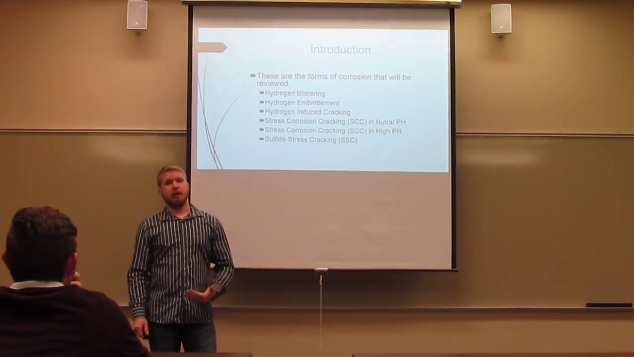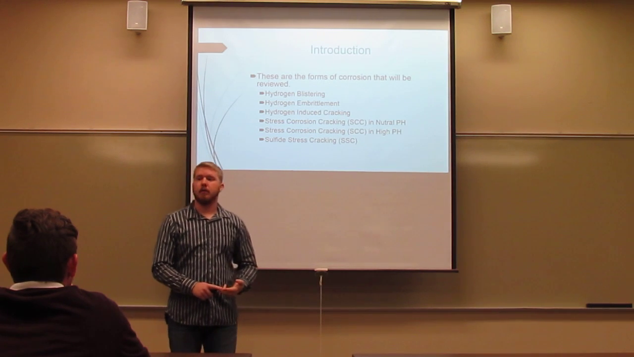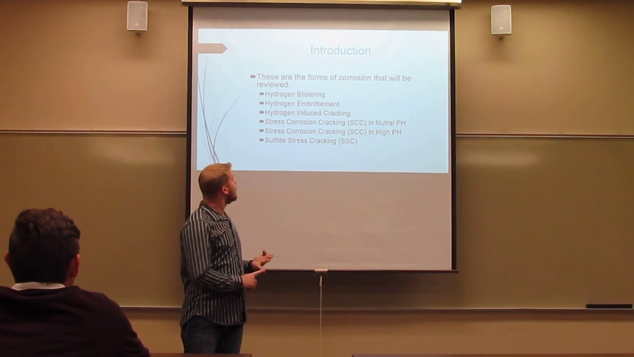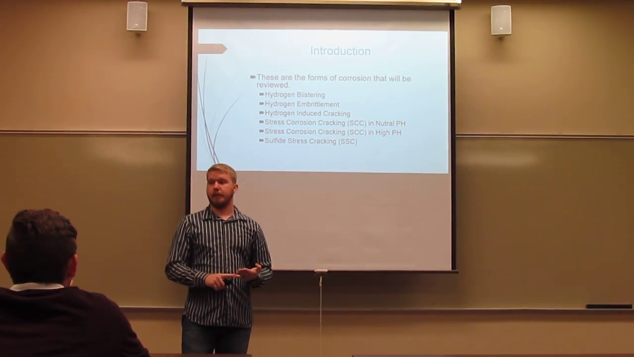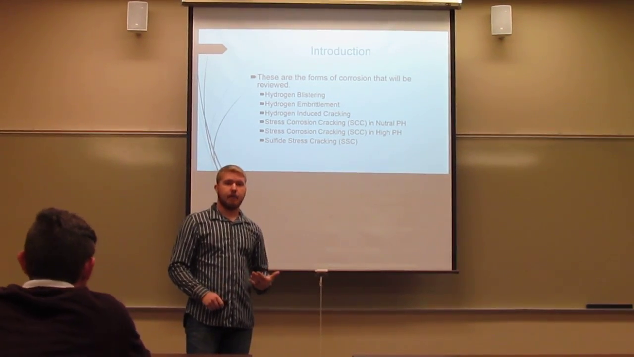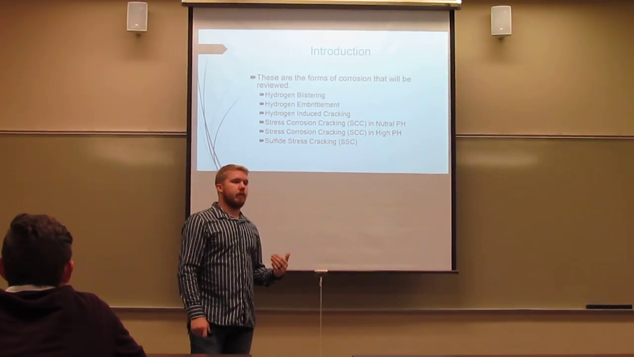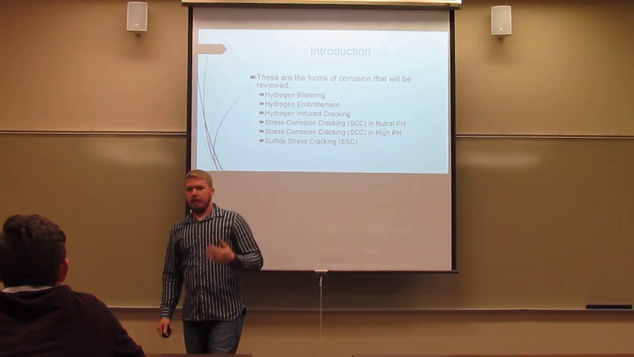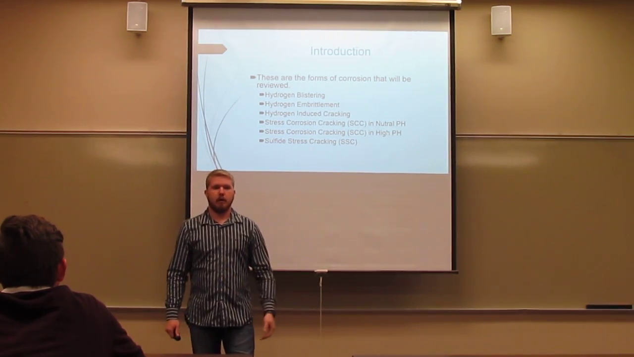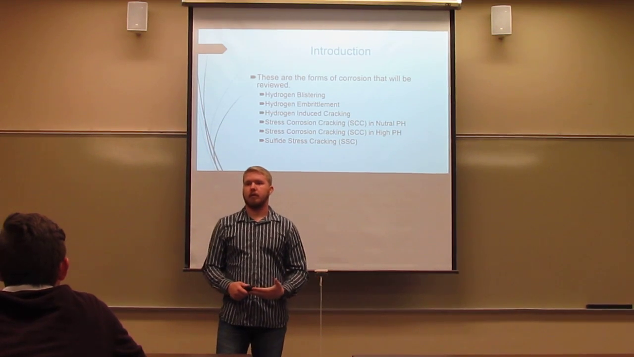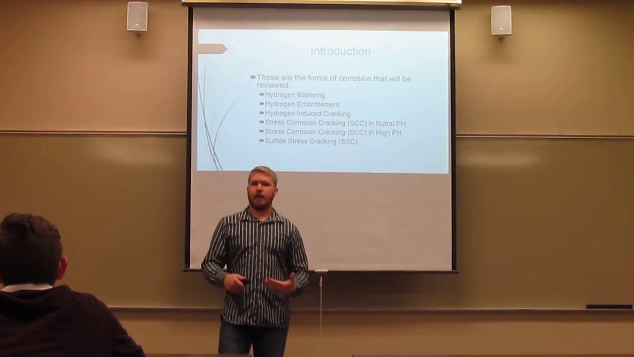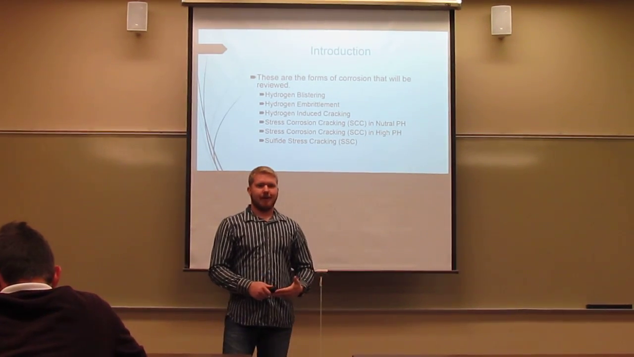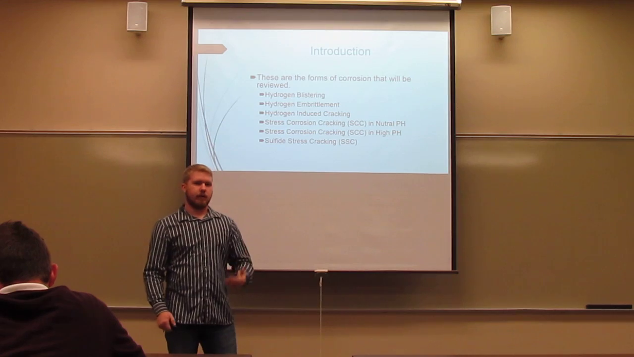These forms of corrosion that we're going to be going over are hydrogen blistering, hydrogen embrittlement, hydrogen-induced cracking, stress corrosion cracking with a neutral pH, stress corrosion cracking with a high pH, and sulfide stress corrosion cracking. Now, all of these are forms of environmentally assisted corrosion. And you'll notice a lot of these look very similar to each other, the way they happen and the way the mechanism works. And it's got a lot to do with hydrogen. So we're going to get straight into it.